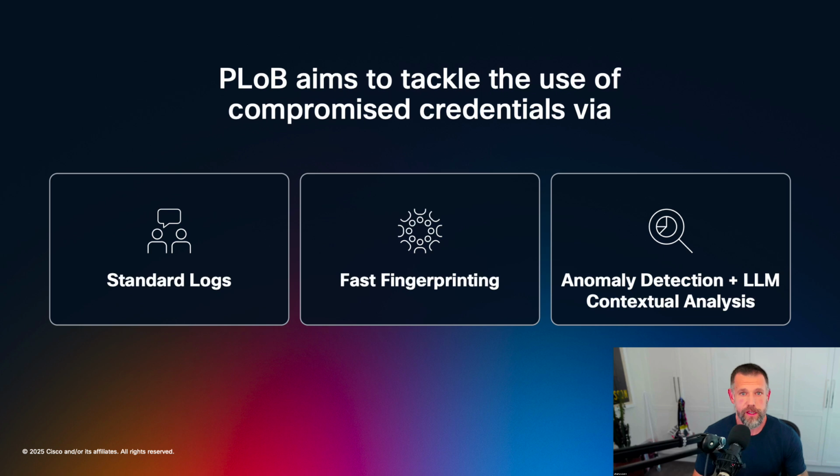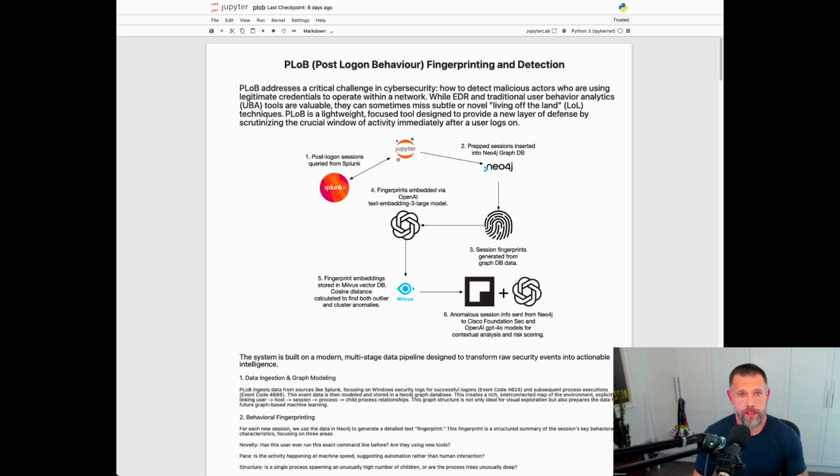PLoB has three key tenets: the use of standard logs, fingerprinting user behavior in a rapid manner, and then using a combination of anomaly detection and LLM contextual analysis to find bad behavior. I created a notebook that allows an analyst to interact with the setup. This notebook can also sit behind the scenes to work autonomously in a production environment.